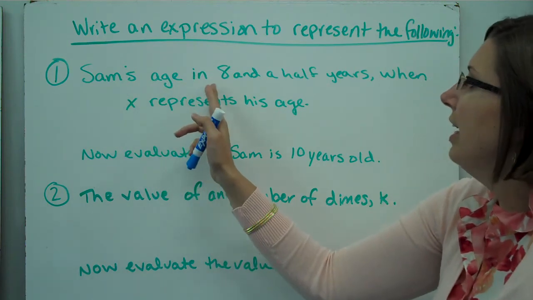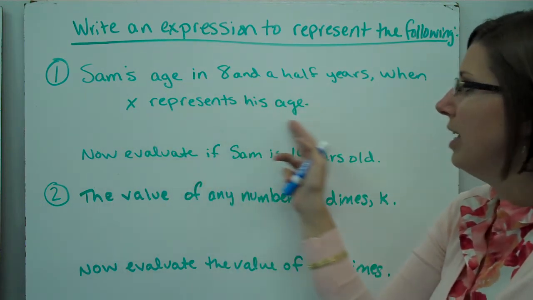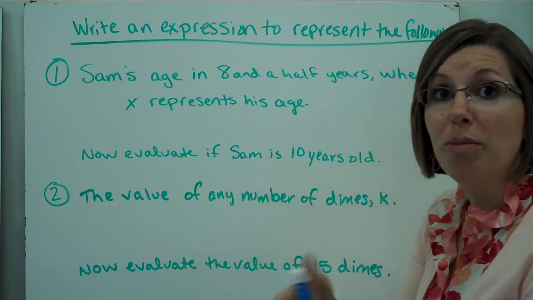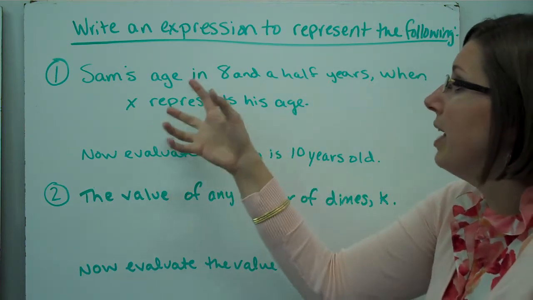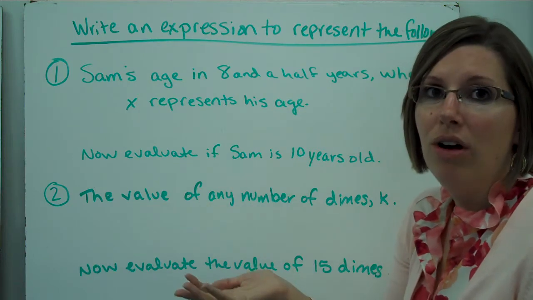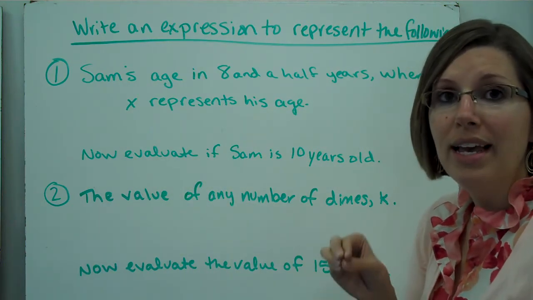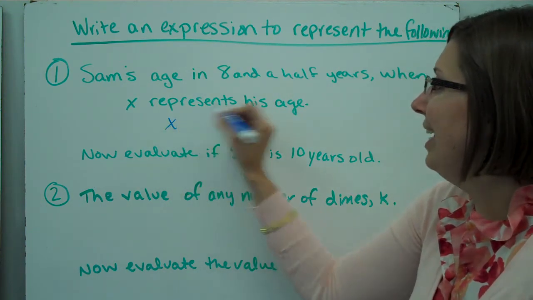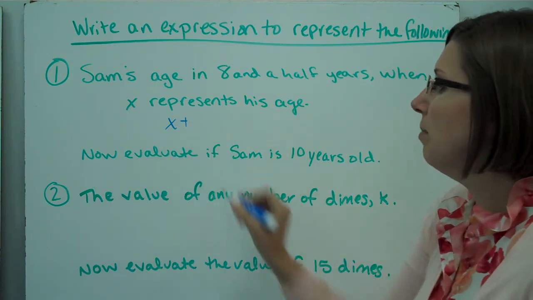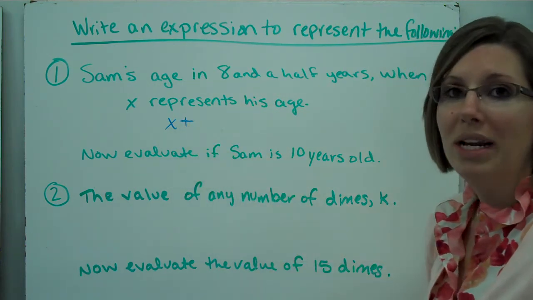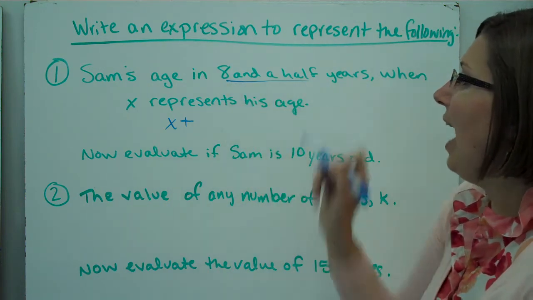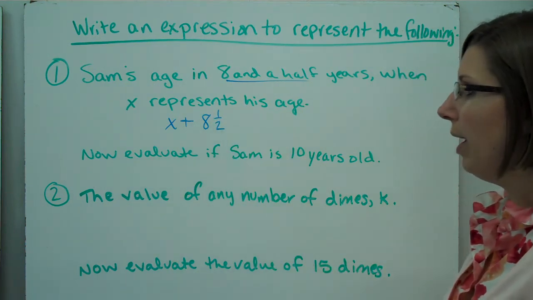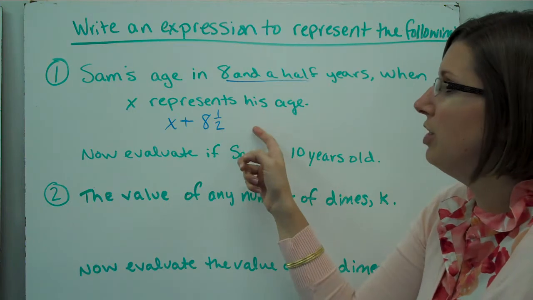Sam's age in 8.5 years when X represents his age. So what are we doing? That doesn't really make sense. Well, we're writing an expression to represent the scenario. What will Sam's age be in 8.5 years from now? And X will represent his age now. So if X represents his age now, in 8.5 years he's going to be 8.5 years older, so we can add that to what he is now. You can write 8.5 as 8.5 or as 8 1/2 in fraction form. So that is my expression to represent this scenario.